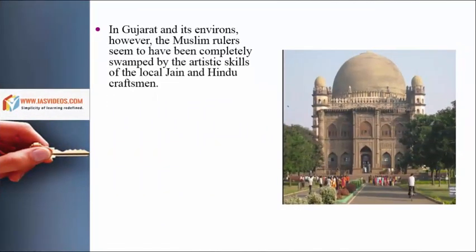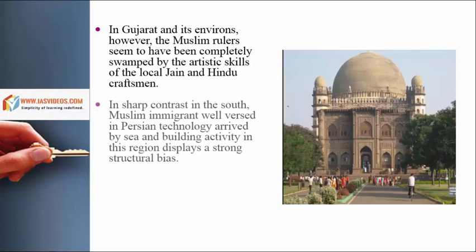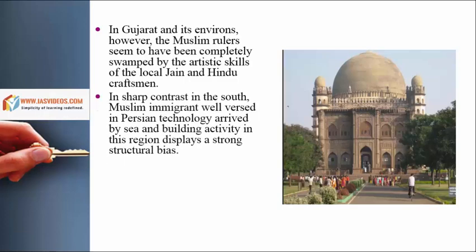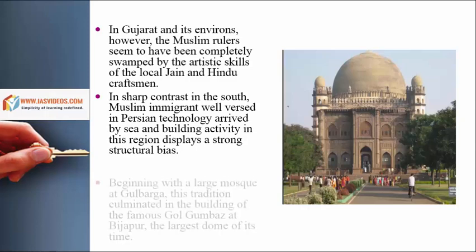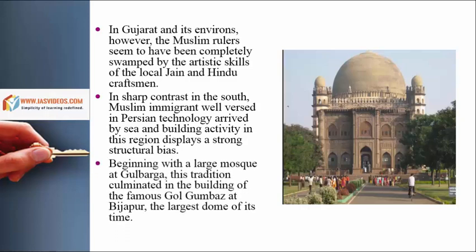In Gujarat and its environs, however, the Muslim rulers seem to have been completely swamped by the artistic skills of the local Jain and Hindu craftsmen. In sharp contrast, in the south, Muslim immigrants well-versed in Persian technology arrived by sea, and building activity in this region displays a strong structural bias. Beginning with the large mosque at Gulbarga, this tradition culminated in the building of the famous Gol Gumbaz at Bijapur, the last dome of its time.